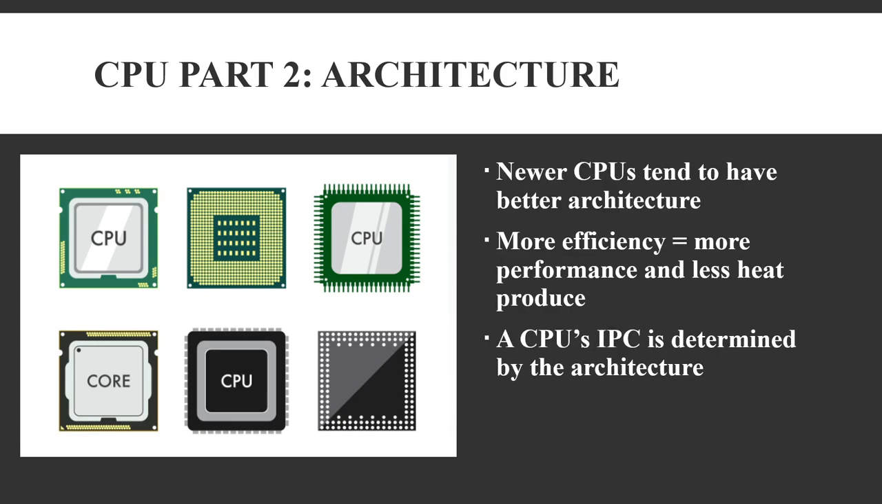Next up, I want to talk about the architecture just real quick. So newer CPUs tend to have better architecture. That's kind of the point of releasing new generations. What does a newer architecture actually mean, though? This means that the processor is going to be more efficient with what it has.